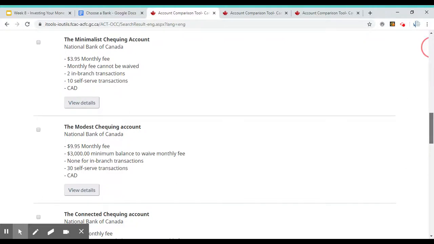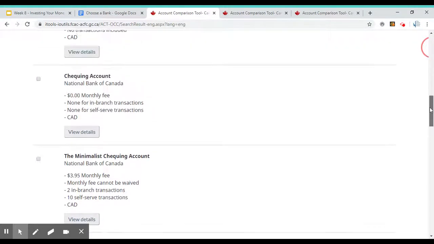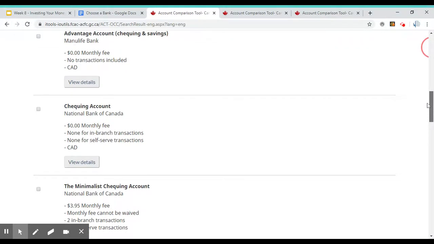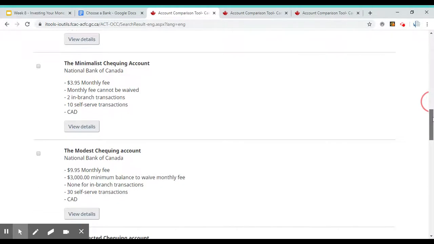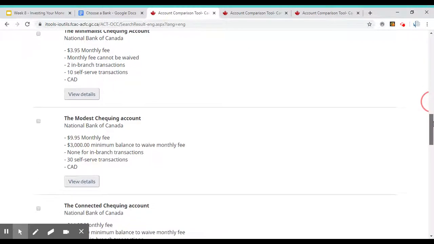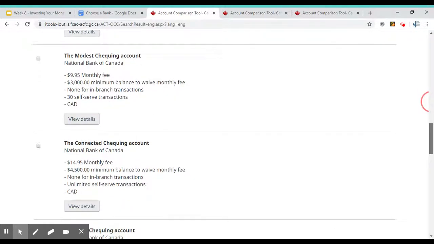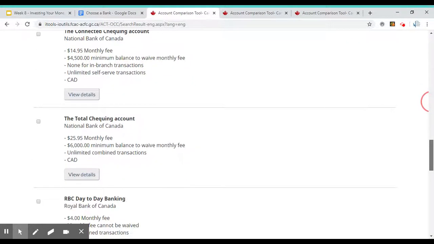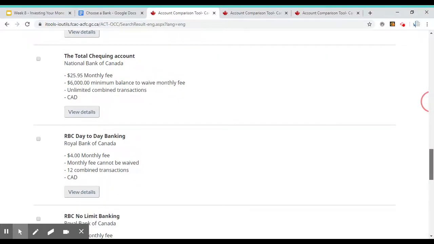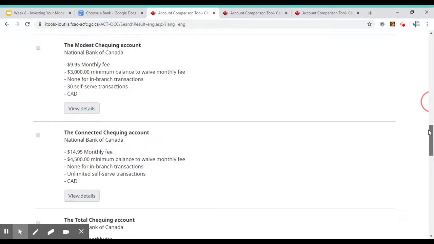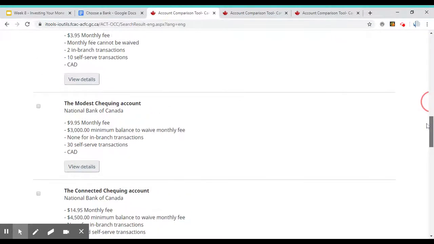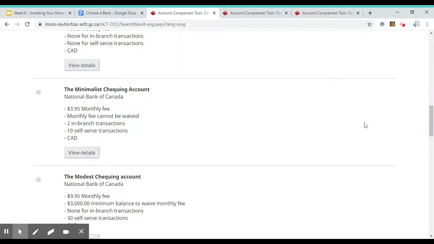So I have Laurentian, Manulife. Ooh, I found them. National Bank of Canada. So I've got 1, the National Bank of Canada checking account. And then we've got the National Bank of Canada minimalist checking account. There's the National Bank of Canada modest checking account, the connected checking account, the total checking account, and those are all of my options. So I'm just going to pick one. It's up to you to pick what you like. You can see some of the information already. I kind of just like the name, the minimalist checking account, so that's the one that I'm going to pick.